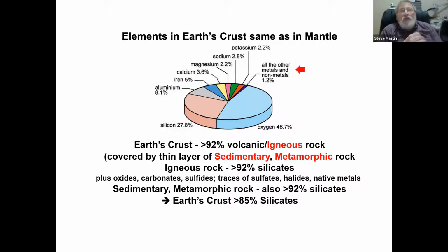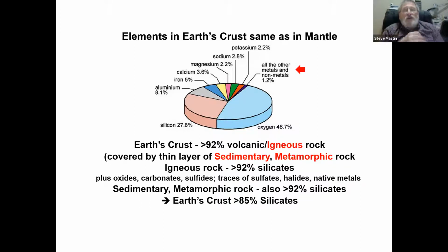now let's look at the Earth's crust. And what we see is that the elements in the crust are the same as the ones in the mantle. And so there we've got a red arrow saying all the other metals and non-metals that aren't in that big list only constitute about 1.2%. And you can see that silicon and oxygen are the 2 most abundant elements. So again, that are silicates, which are made up of silicon and oxygen.